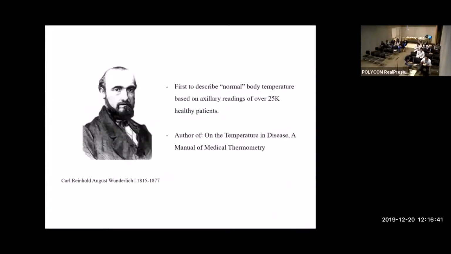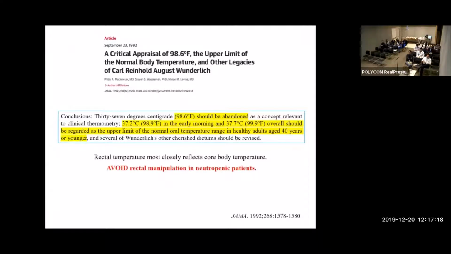And here we have a picture of Karl Wunderlich. This is a German physician who, in the 19th century, was the first physician to ever address the issue of what is the normal body temperature. And he did experiments by doing axillary readings of over 25,000 healthy patients who were in the military. And he actually published these results in a paper titled On the Temperature in Disease, a Manual of Medical Thermometry. He said that basically the normal temperature should be around 98.6.